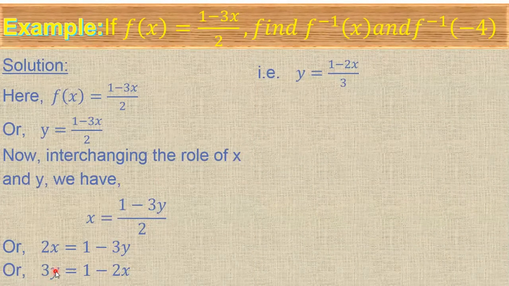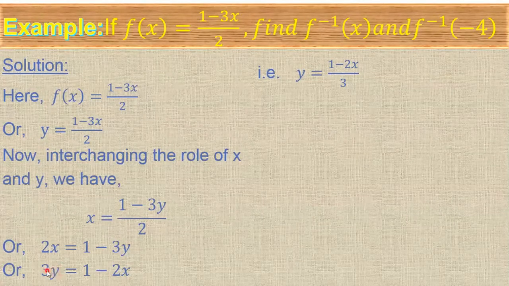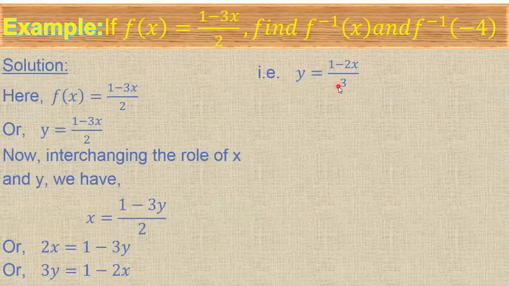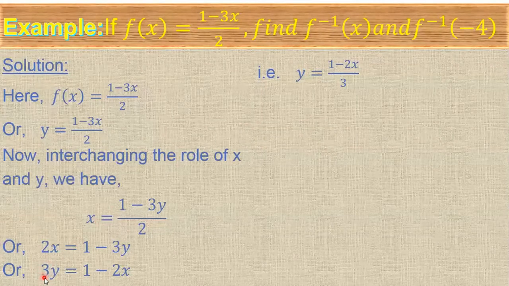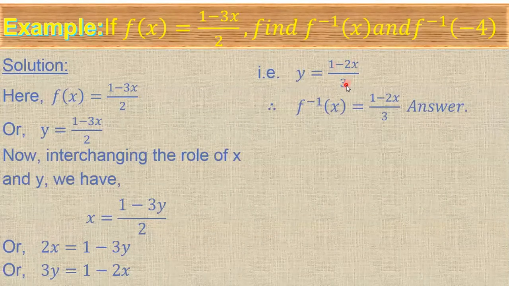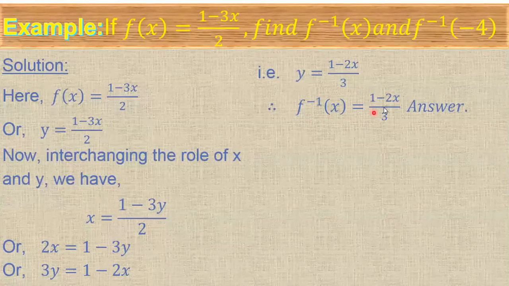After that, if you want to find the value of y, then there is 3, so you have to move it to the other side and it will be divided, because here the 3 is multiplied with y, so if you move it to the other side it will divide. So finally y equals 1 minus 2x by 3, so which one is f inverse x? This one is f inverse x.